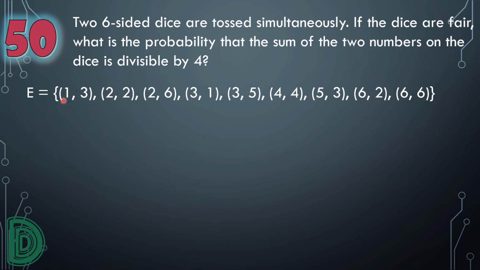If the sum is 4, we have 1, 3, 2, 2, and 3, 1. If the sum is 8, we have 2, 6, 3, 5, 4, 4, 5, 3, and 6, 2. If the sum is 12, we have 6, 6. So the number of elements in set E is 9. Hence, the probability of this event is 9 over 36, and that is 1/4.